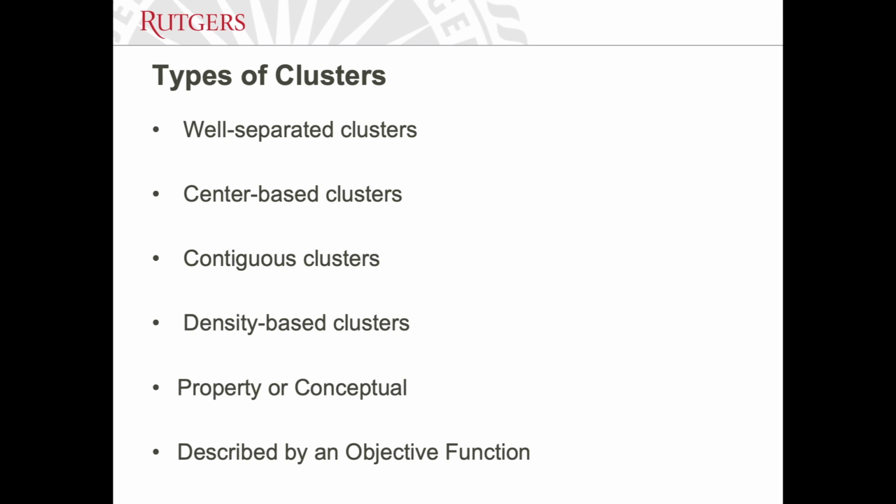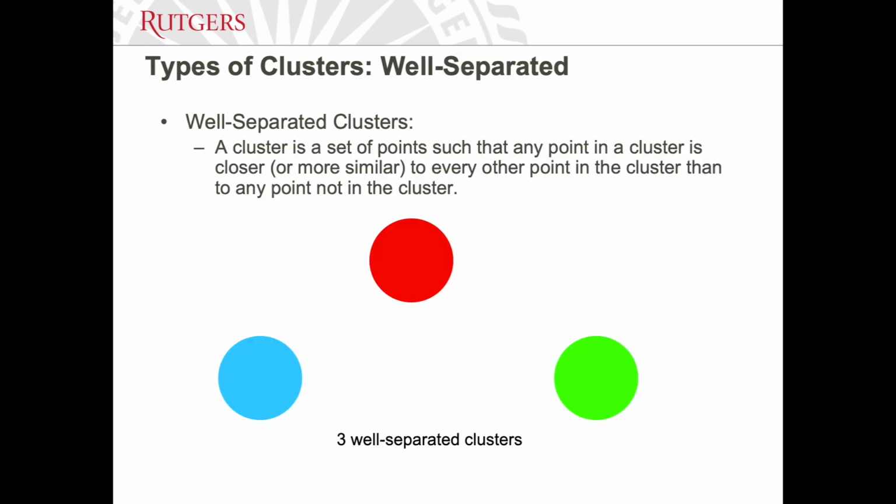There are also different types of clusters that can be formed based on different algorithms. Here is a list, and I will show you some examples of what they look like. The first one is well-separated clusters, which is a set of objects where each object is closer or more similar to every other object in the same cluster than to any object not in the cluster. From this picture, you can clearly see the points are separated. Points within one cluster, let's say in the blue circle, are far away from the other clusters. See the points in red and green.